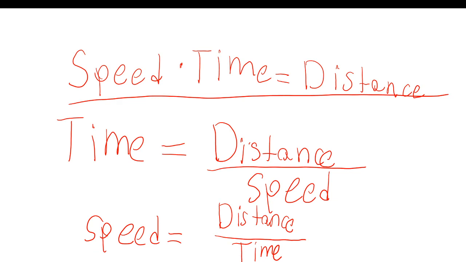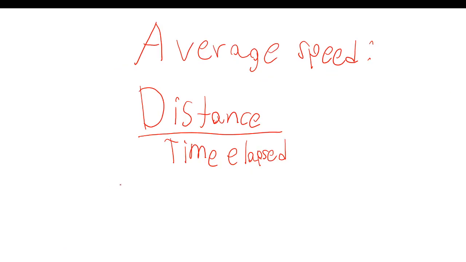Now it's actually the same formula as the formula for speed, distance divided by time. So average speed, when a problem tells you the average speed or asks you to compute the average speed, you have your formula, distance over the time elapsed. It's not arithmetic mean, it's not geometric mean, it's the distance over the time elapsed.